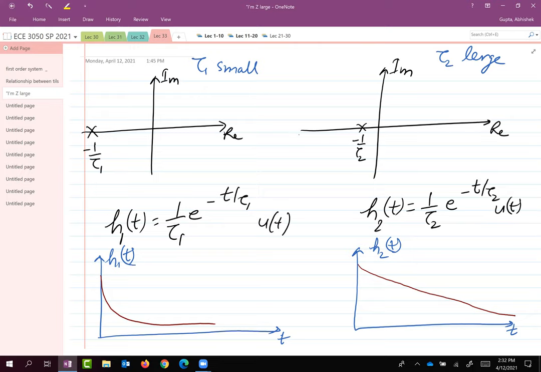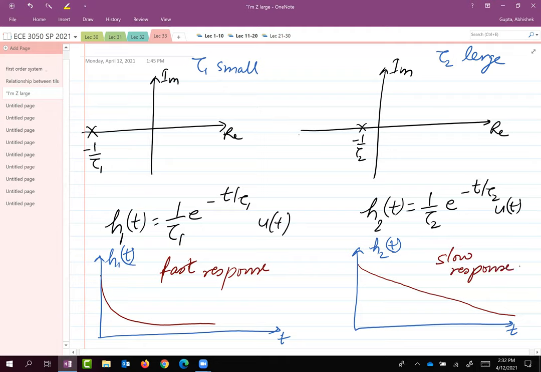Would it be, as tau decreases, or the smaller tau is, the more ideal the impulse function is? Well, it's not about ideal, but I think what you mean is it responds very fast to the input. What do you mean by ideal? Yeah. So fast response. Let me write it. Fast response, and this is slow response to the input. Okay, so you have recognized that as tau increases, the response becomes sluggish. The response becomes slower and slower.